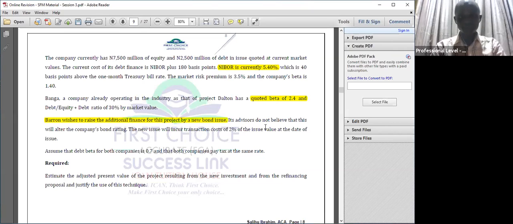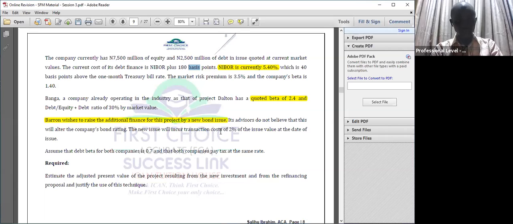Its advisor does not believe that this will alter the company's bond rating. That is, this 180 basis point is the bond rating, so it is not going to change. That's the information there. That is, the basis point attached to its bond is not going to change. Please, I urge you, because we might not be able to take that topic, read bond valuation. Read bond valuation. Please make sure you find time to read bond valuation. Very, very important.